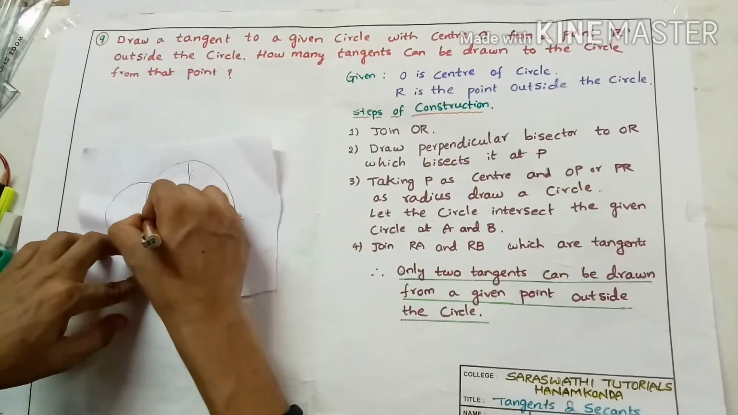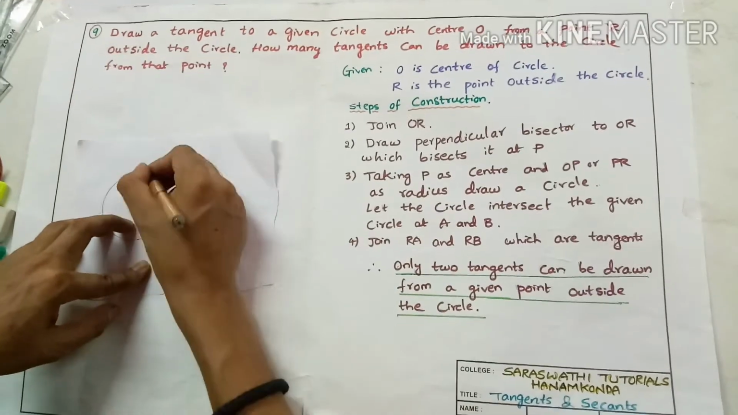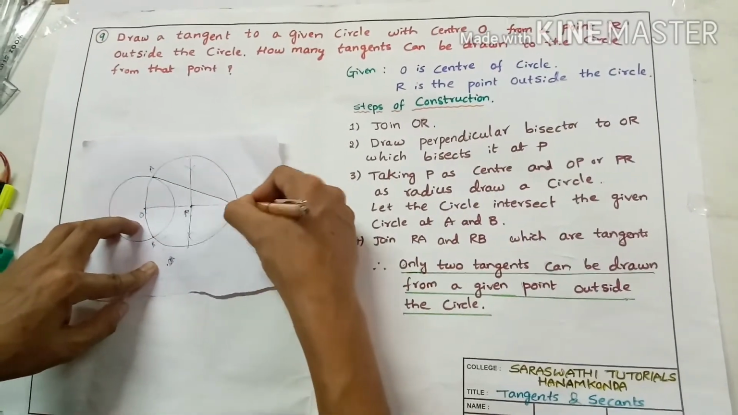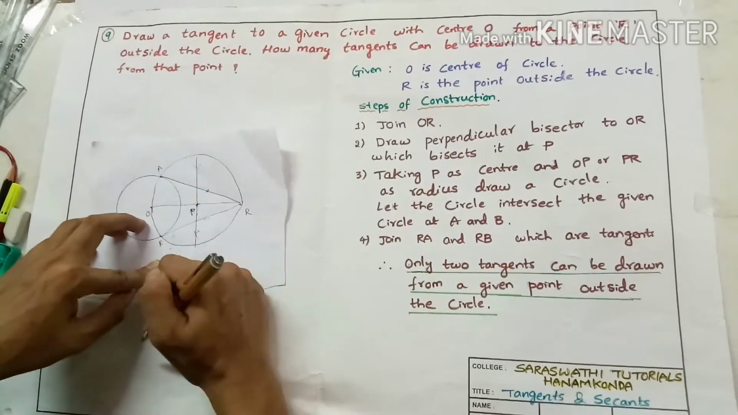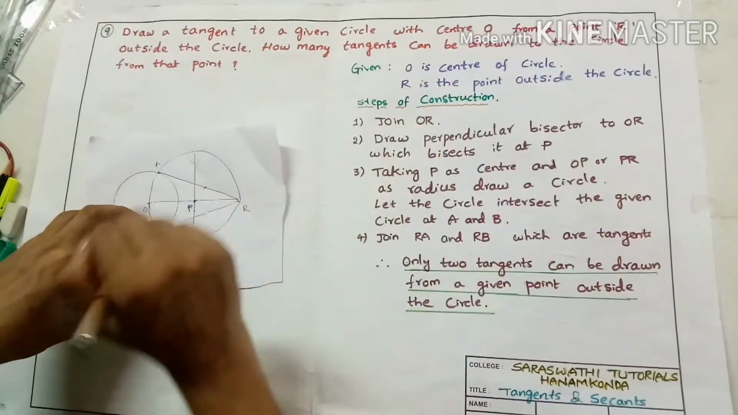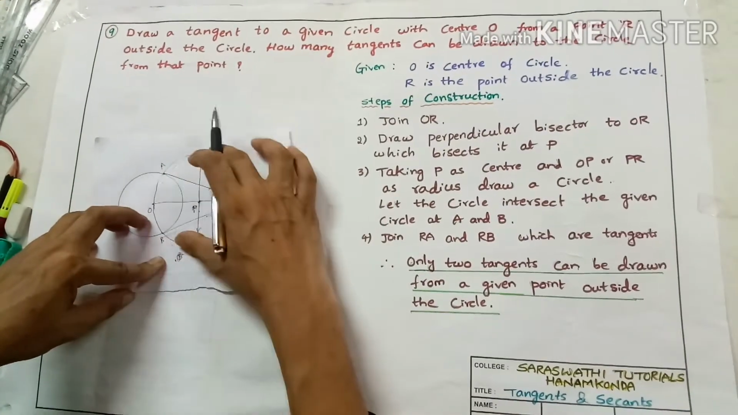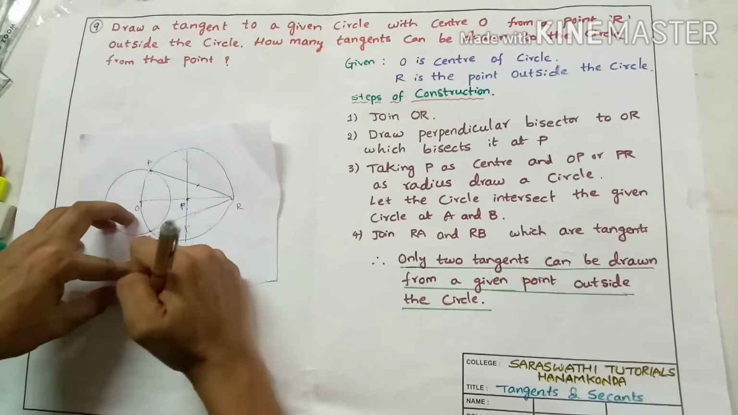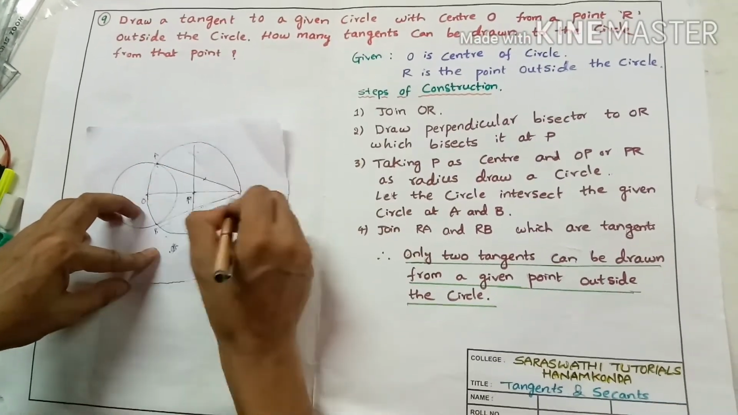Let this circle meet the previous circle at two points, let them be A and B. We now join RA and RB. So RA and RB are the required tangents. How many tangents can be drawn to the circle from the point? We can draw only 2 tangents, as we have already learned that only 2 tangents can be drawn from an external point.